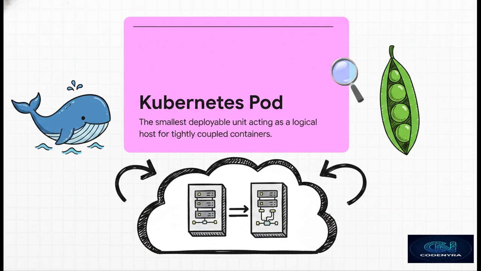And what's really fascinating here is that the containers inside this pod are co-located and co-scheduled. They share the exact same network and storage resources. It's kind of like their applications running on the exact same physical server back in the pre-cloud days, making it incredibly easy for them to communicate.